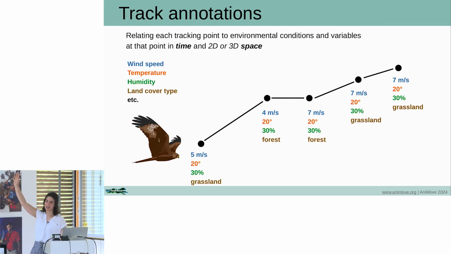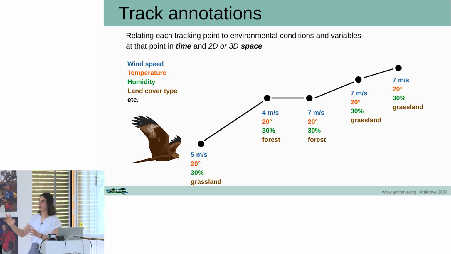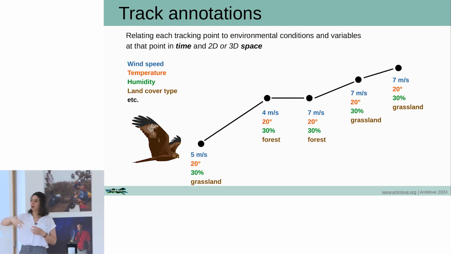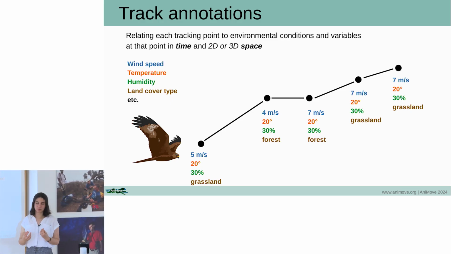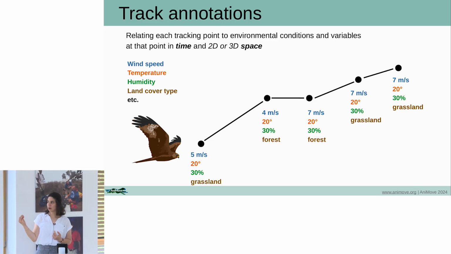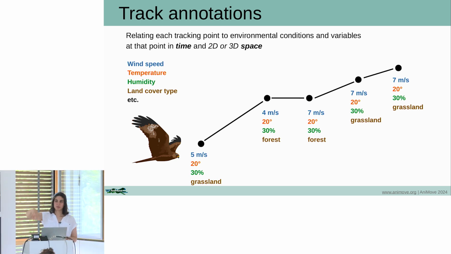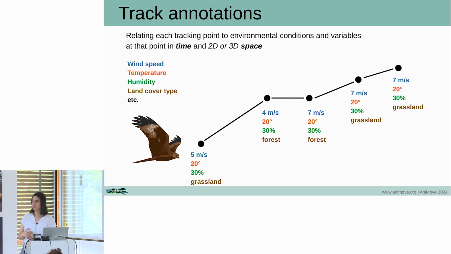OK, now we go to track annotations. So when we talk about track annotations, from whatever devices we use to collect movement data, we have this black trajectory with different points in time and space. And track annotation is basically extracting environmental values at each of these points in space and time. If you're working with a terrestrial mammal, for example, then it's mainly probably the 2D space. So it's just latitude and longitude.